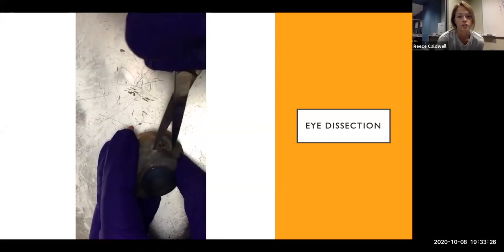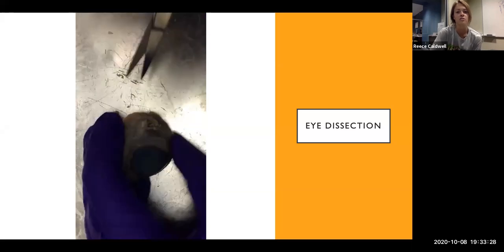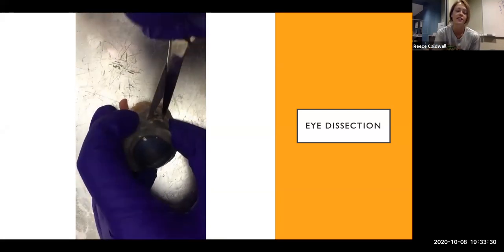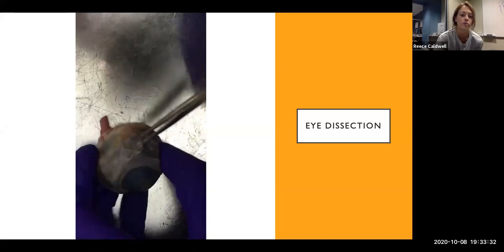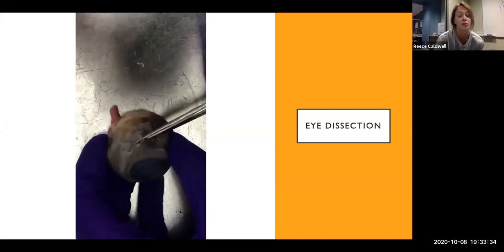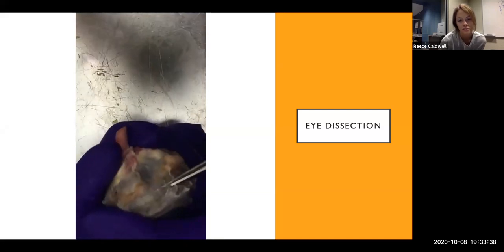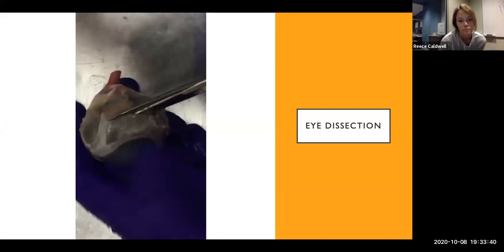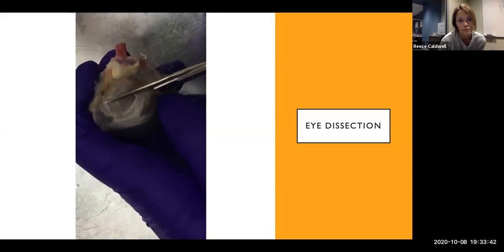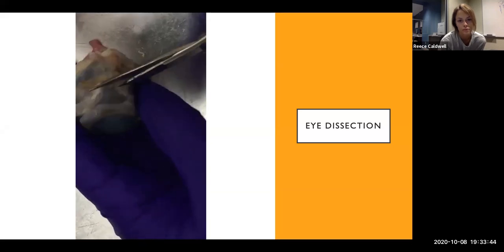So yeah, she knows how to do it right, but normally a student would be squeezing it really hard, and fluid would explode out of it. It'd be really funny. And I'm just gonna make a frontal incision to separate the anterior and the posterior portions of the eye.